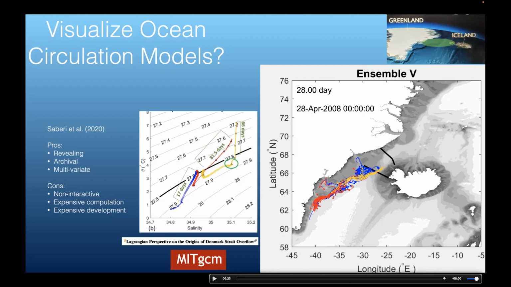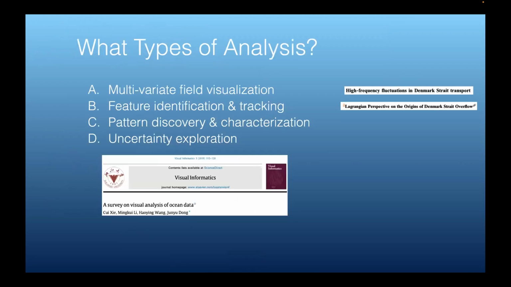Okay, so there are some advantages of this mode of visualization too. It's very revealing, it's archival, it's multivariate in the sense that simultaneously you're looking at the circulation. So that's a three-dimensional vector velocity field, the temperature and the salinity along tracks through the circulation. It has some disadvantages as well. It's non-interactive. This is a really expensive calculation to make. And to do the software development, to build the code to do the Lagrangian tracking was also expensive. I mean, you're talking about months of graduate students' time to do the software development. Again, we downloaded the data and we did it locally on our own machines, which is not ideal.